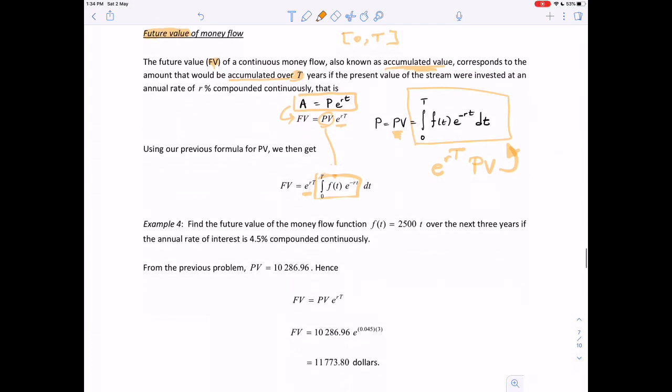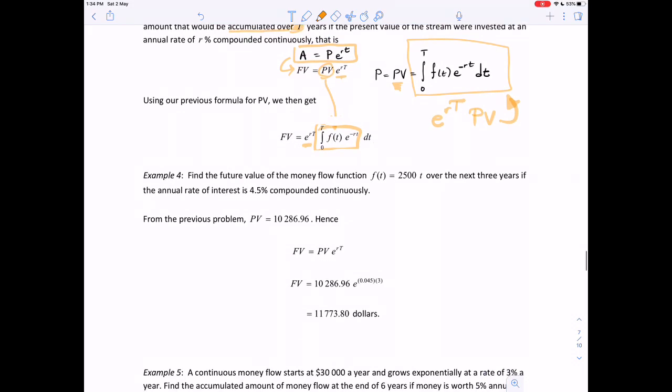So another example here, using the future value of a money flow, the same money flow function over the next 3 years. So we got this present value. If we did this in 2 steps, we already had that answer from the last example. So we can just plug that in for the present value and multiply by e^(rT), and doing that as a second step, right? This is a second step to example 3.